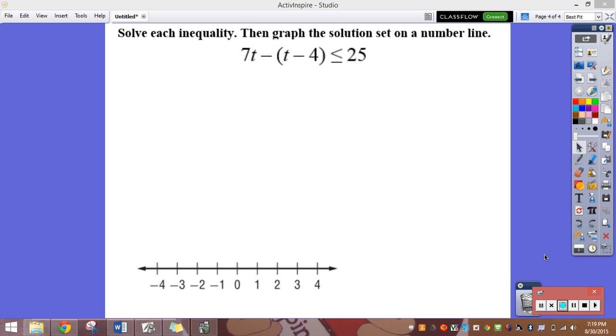And the key with inequalities when I'm solving them is to keep in mind that I follow the same steps that I would when I solve an equation, a linear equation. The only thing that's different here is when I get to the very last step, the multiplying and dividing step. And the thing that changes is if I multiply or divide by a negative number, I have to flip the inequality symbol.